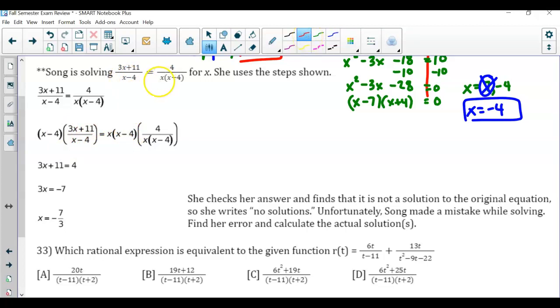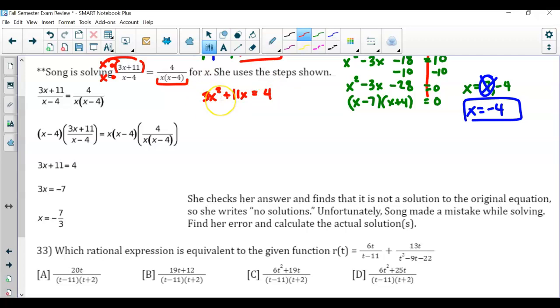So here, if I've got x times x minus 4, but this only has a factor of x minus 4, what do I need to multiply by? Multiply by the missing factor, which is x. So here now I'm going to solve and distribute. So that becomes 3x squared plus 11x, which is equal to, do we need to do anything with the 4? No, because we already had both factors. So 3x squared plus 11x is now equal to 4.